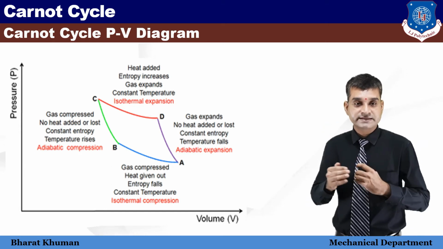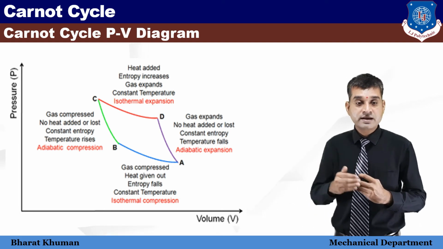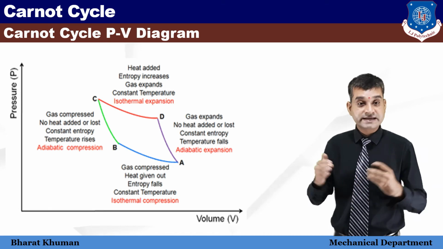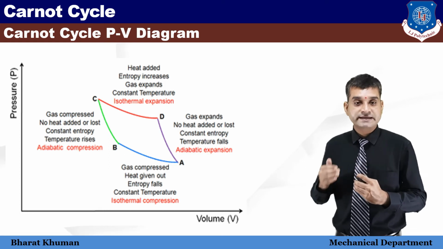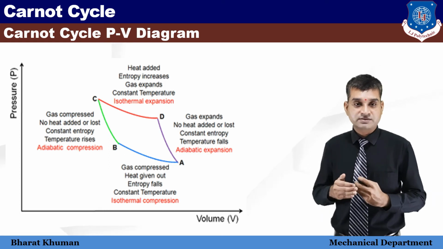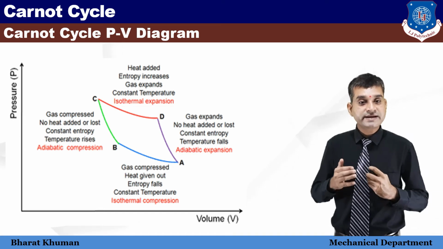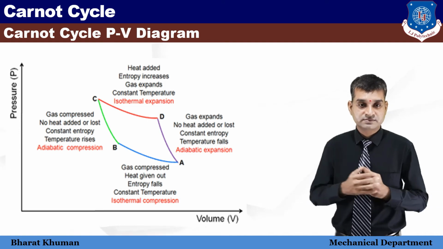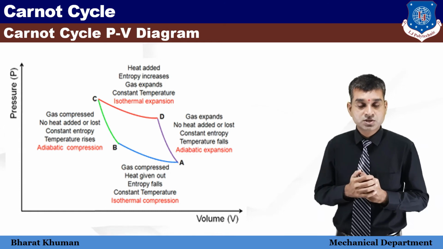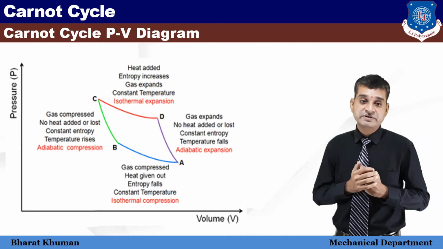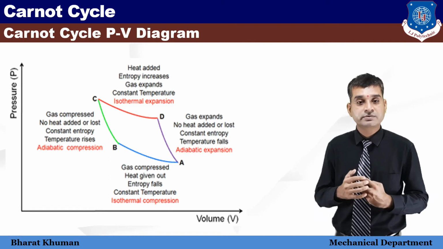Now, process CD. It's isothermal expansion. Heat is added, entropy increases. The gas expands at constant temperature. Now process DA. The gas expands, no heat is added or lost, constant entropy and temperature falls. It is also called adiabatic expansion. So students, in the PV diagram we have seen two isothermal processes and two adiabatic processes.